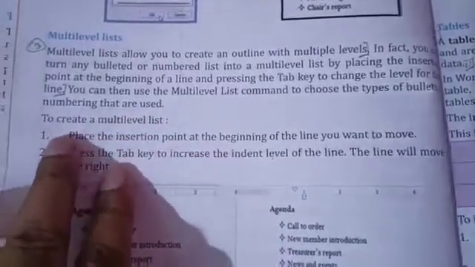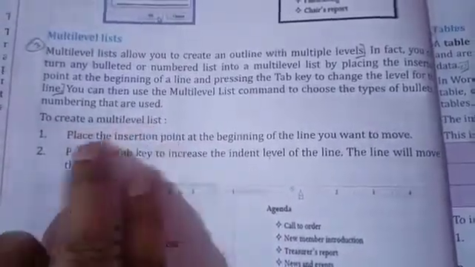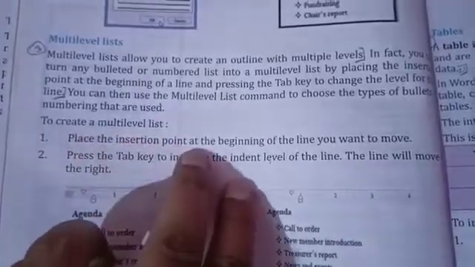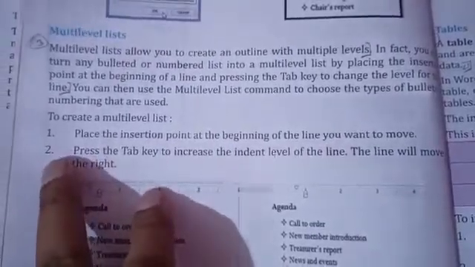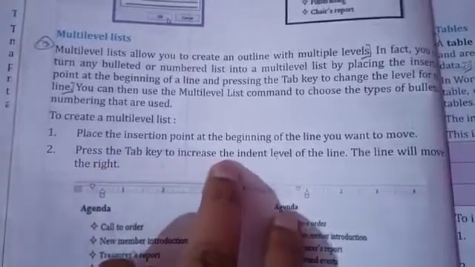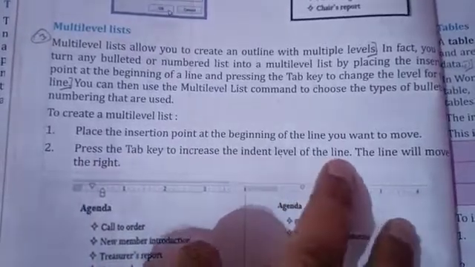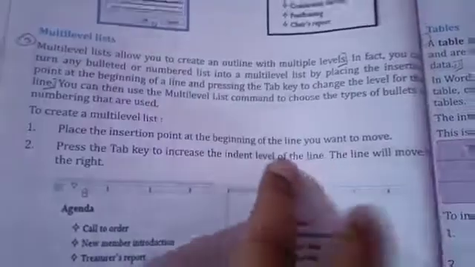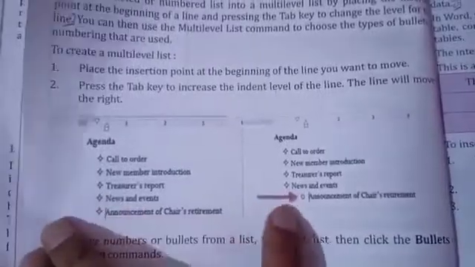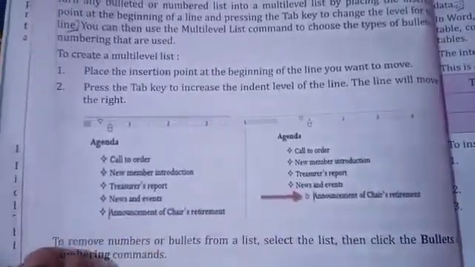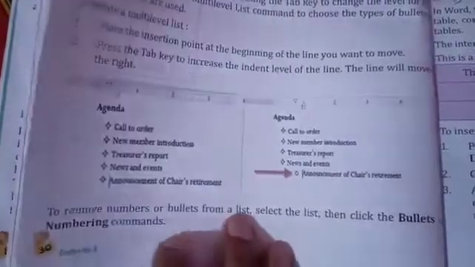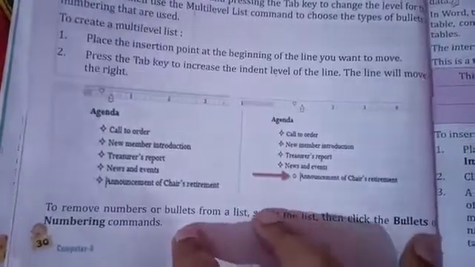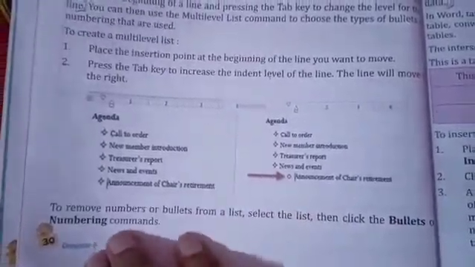So to create a multi-level list, first of all, place the insertion point at the beginning of the line you want to move. Second, press the Tab key to increase the indent level of the line. The line will move to the right. To remove numbers or bullets from a list, select the list, then click the bullets or numbering commands.